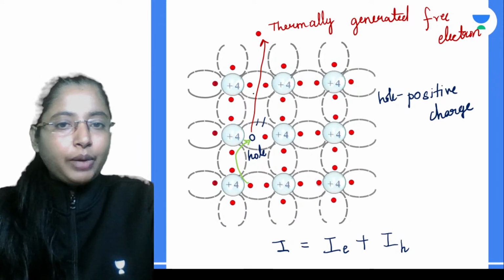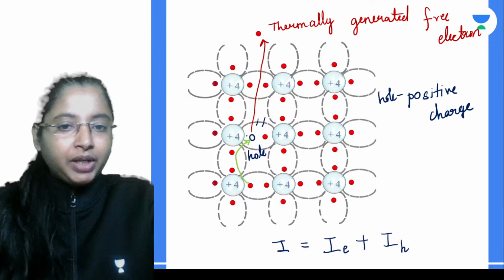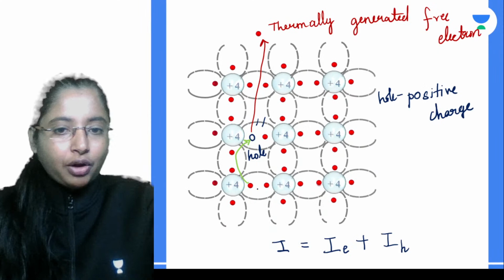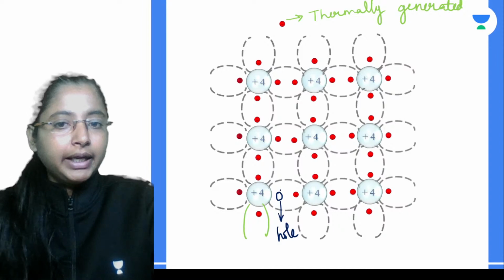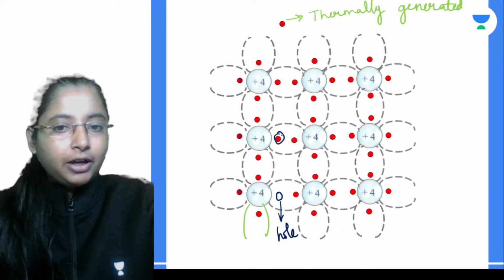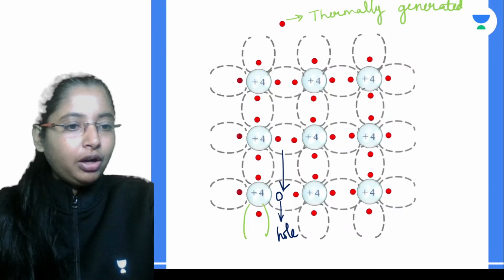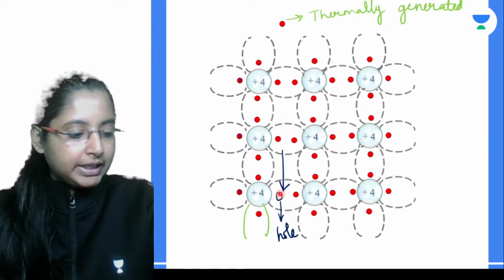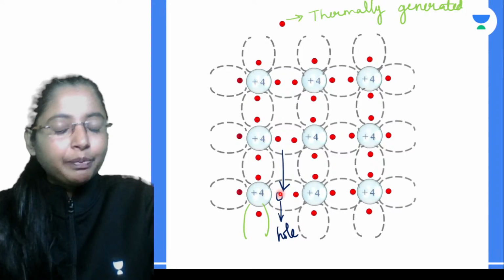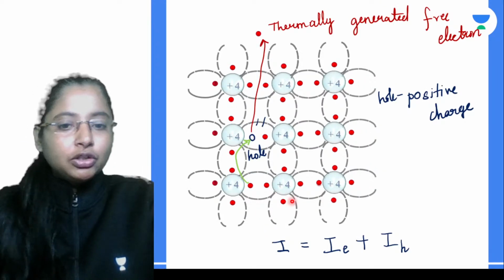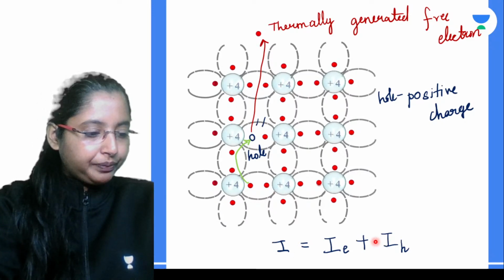In the first case, when this electron got thermally generated, there was a hole created over here. Now this electron from here jumps into this side. Now the hole moves down. Earlier the hole was here. When this electron jumped there, the hole moved this side. So if an electron moves one step forward, the hole moves one step backward. That's it. The hole is also moving in one particular direction. Charge is moving in one particular direction. That will again give you the current. So the total current in a semiconductor is because of electronic current as well as hole current.